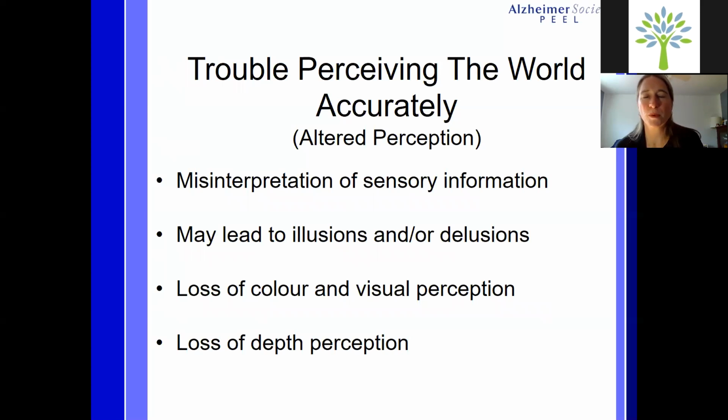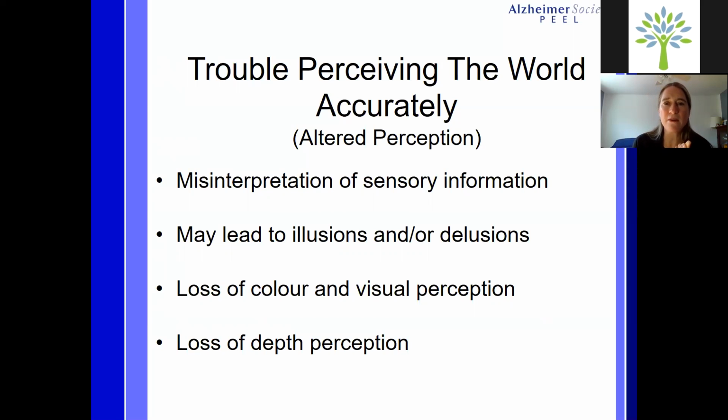Okay, altered perception. I really enjoy giving descriptions for altered perception because I think that it's one of those areas where we often struggle because it's hard for us to put ourselves in the client's shoes. So the person is misinterpreting sensory information, which can also lead to illusions or delusions.